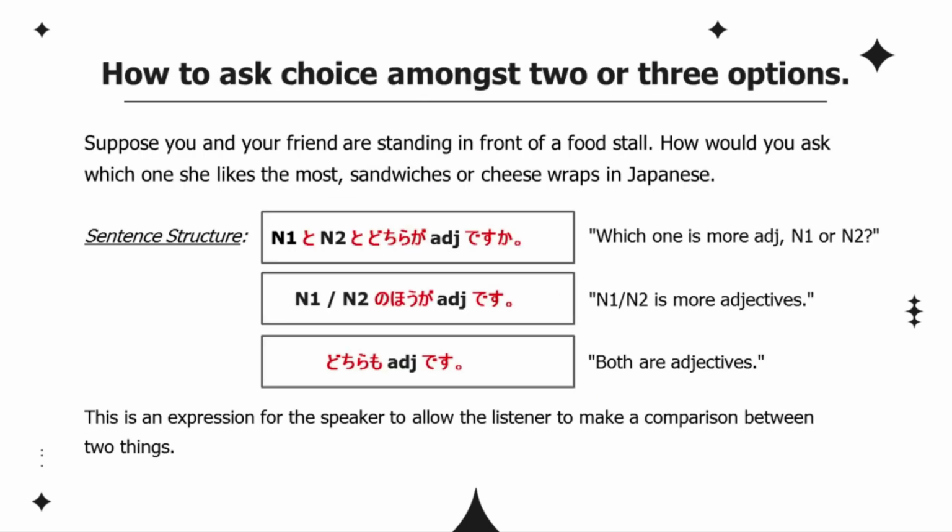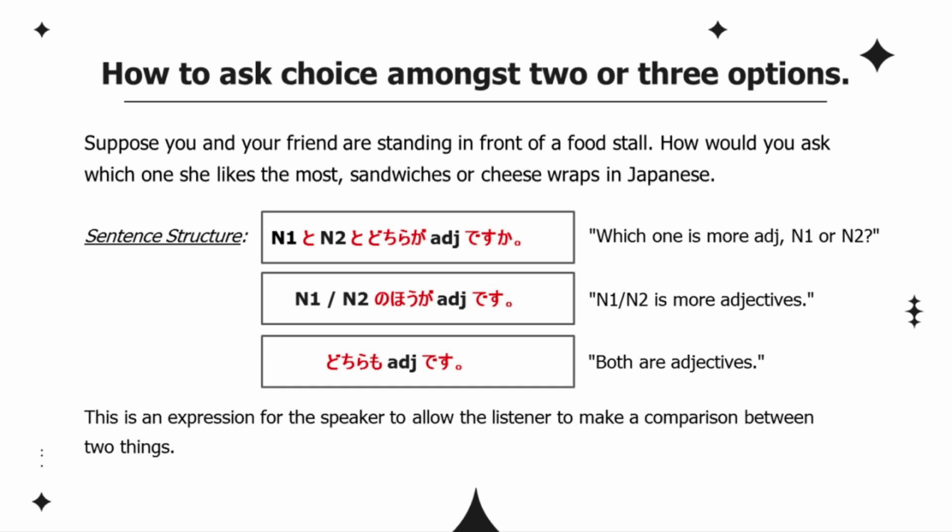7. How to ask about someone's choice amongst 2 or 3 options. Suppose you and your friend are standing in front of a food stall. How would you ask which one she likes the most? Sandwiches or cheese wraps in Japanese? Let's learn about this fun grammar. Formation: N1 to, N2 to dochira ga? Adjective desu ka? Which one is more adjective, N1 or N2?